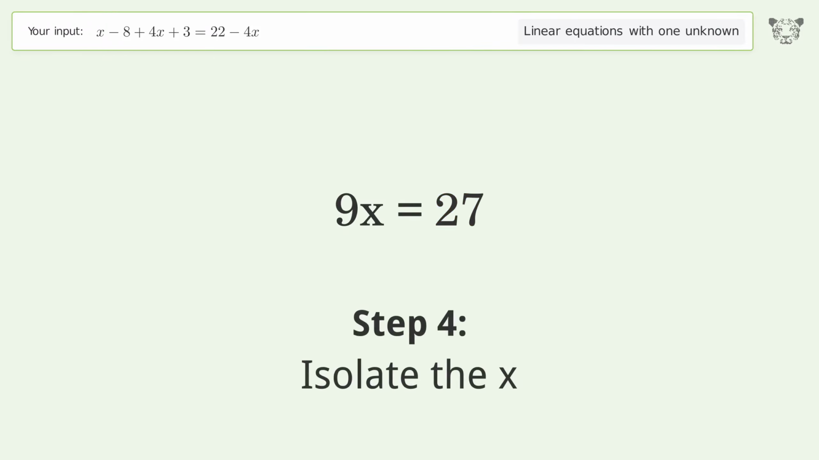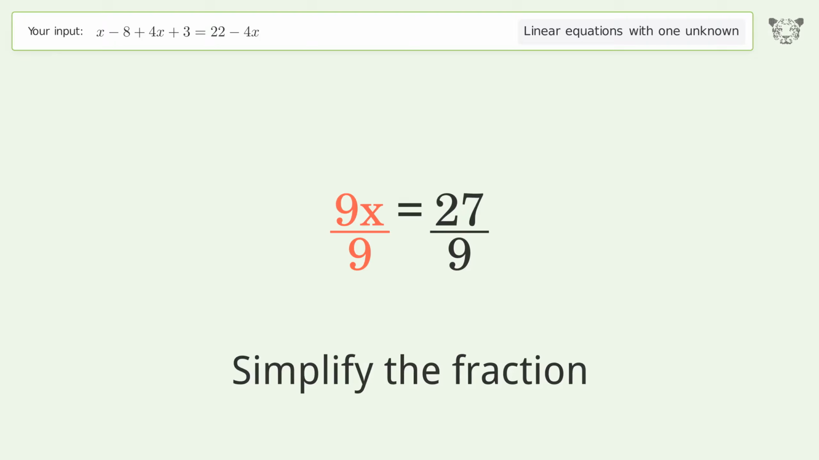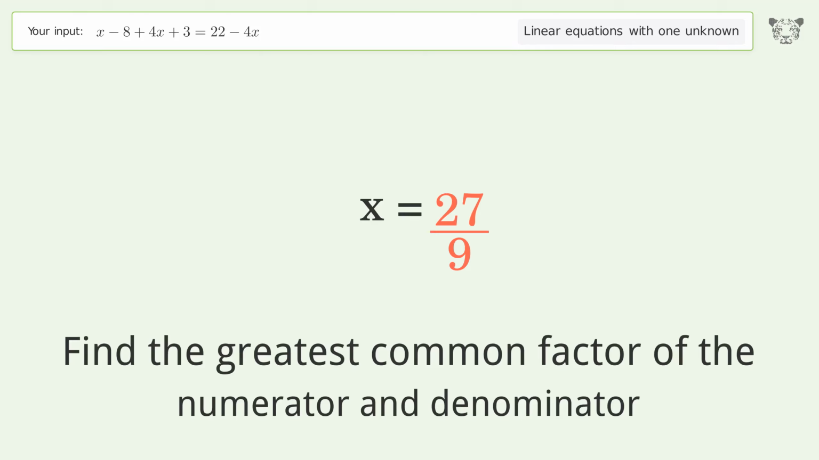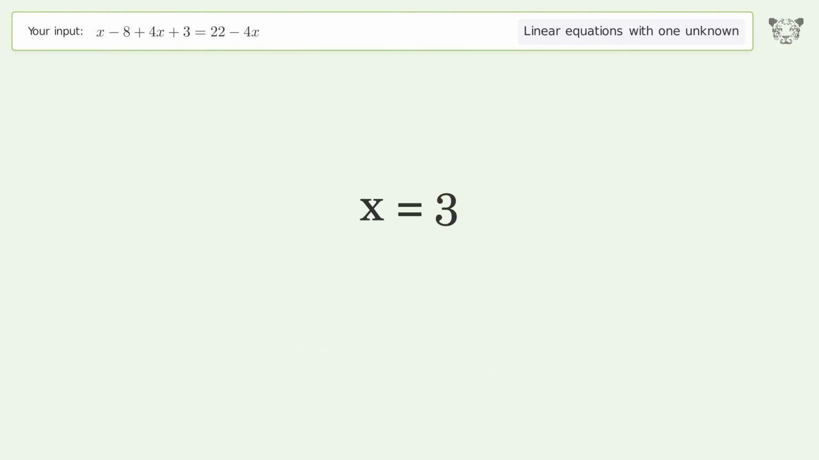Isolate the x. Divide both sides by 9. Simplify the fraction. Find the greatest common factor of the numerator and denominator. Factor out and cancel the greatest common factor. And so the final result is x equals 3.